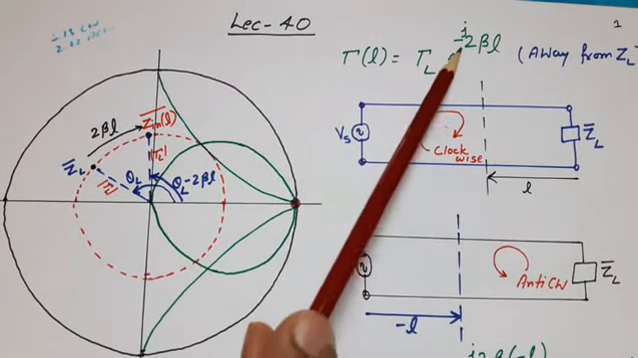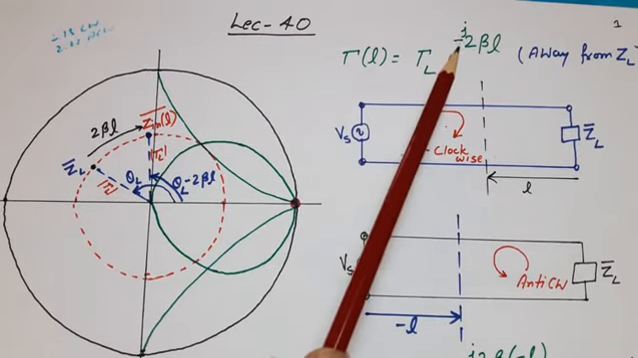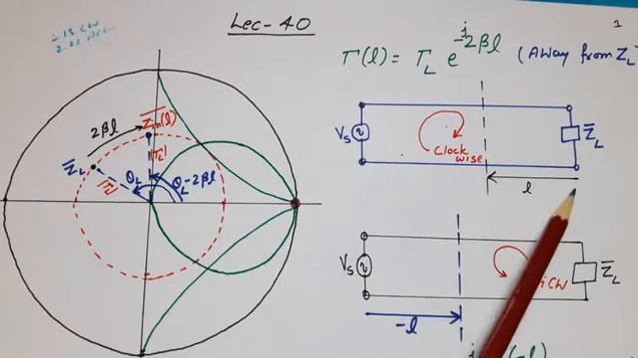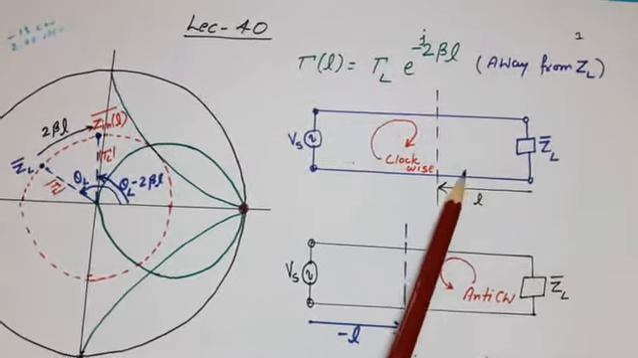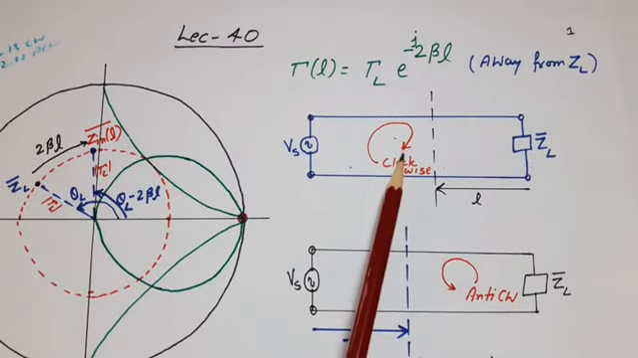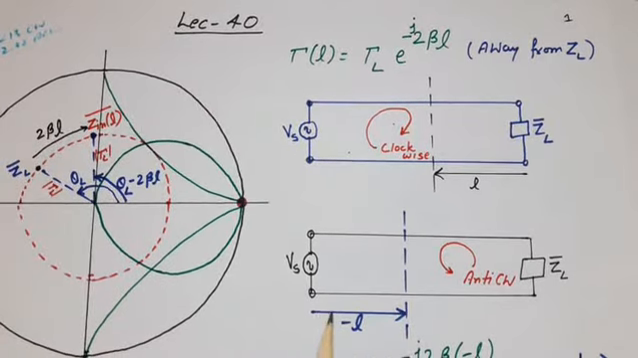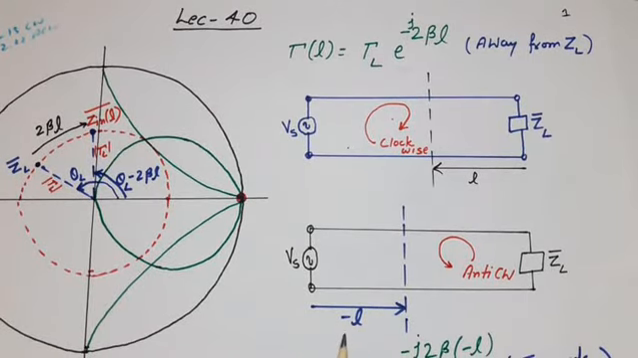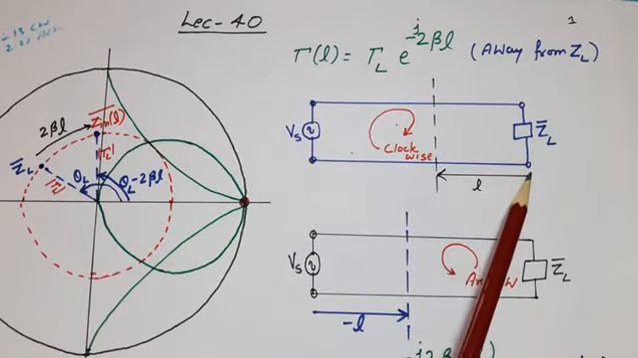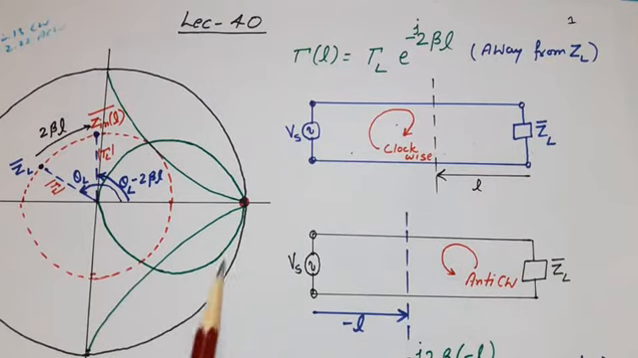Due to the negative sign we take the clockwise direction, and because l is a distance away from the load, we can say that moving away from the load in the transmission line is equivalent to clockwise rotation in the Smith chart. And if we are moving towards the load end, meaning away from the source end, then l can be replaced by minus l and the angle will become plus 2 beta l, and plus 2 beta l means an anti-clockwise rotation. Therefore, if we are moving towards the load or away from the source, that movement is equivalent to an anti-clockwise rotation in the Smith chart.